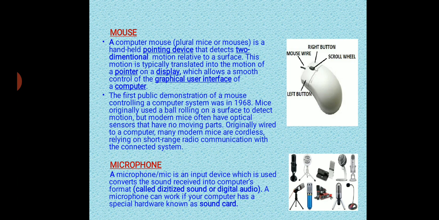Next is a microphone. A microphone, or we call it a mic, is another input device which is used to convert the received sound into the computer's format. We are giving the sound in analog form, and that will be converted in the computer system into digital formats. So that's why it is called digitized sound or digital audio. A microphone can work if your computer has special hardware known as a sound card. Sound card is the hardware which is responsible for receiving and sending the sound signals via digitalization.